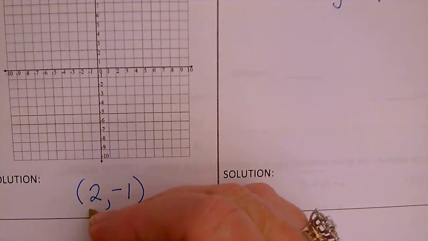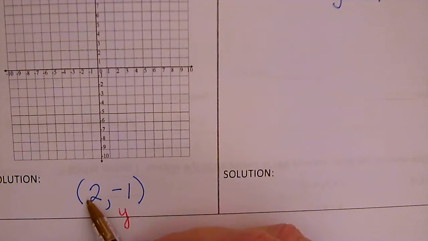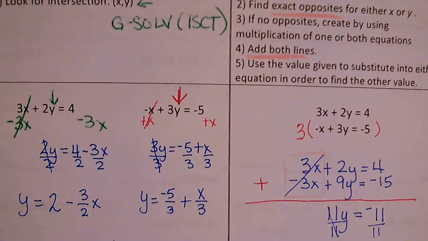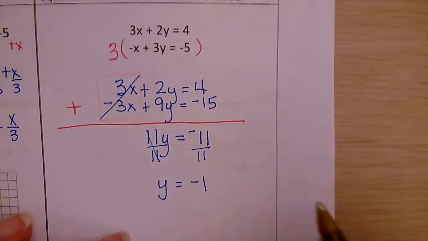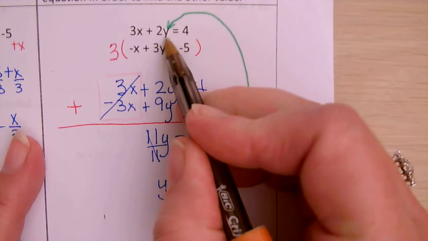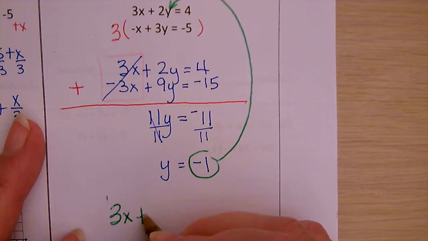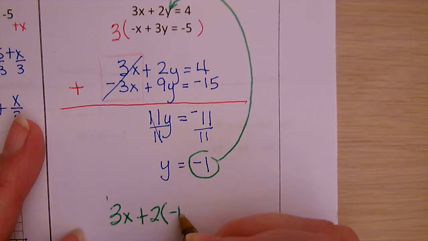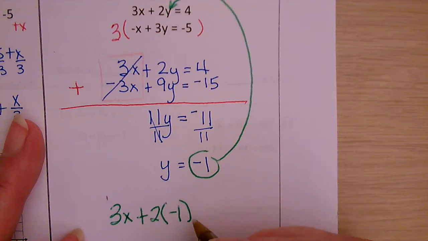Now you recall, this is an ordered pair, this is an x, and this is a y. So I have the y, and I need to figure out how to go back and get the x. So here's what we're going to do. I'm going to take this -1 and bring it back to where the y is. So I'm going to have 3x plus 2y. But instead of y, we're going to substitute the -1 for the y. And that equals 4.